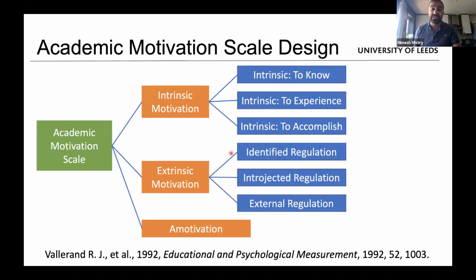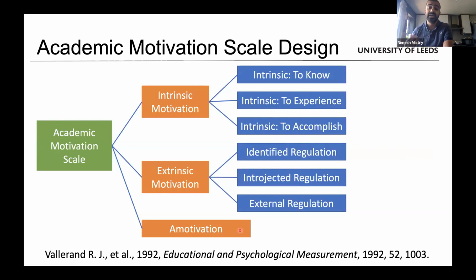For extrinsic motivation, we have identified regulation, where students are interested in learning about subject material, but where it's related to a particular career that they have in mind. Introjected regulation, where students are interested in studying to achieve good grades, and then external regulation, where students are interested in studying because they think it will help them achieve a better career, a better salary later on in life. Okay, and then finally, as a 7th type of motivation, we have students who have absolutely no motivation at all for studying the course.